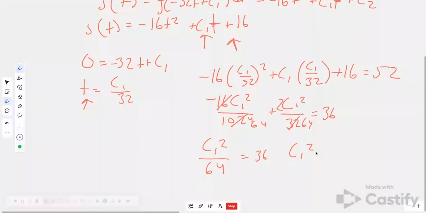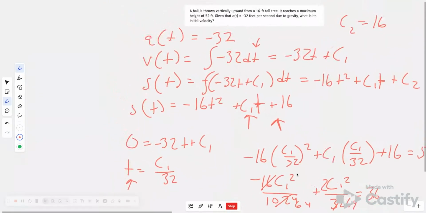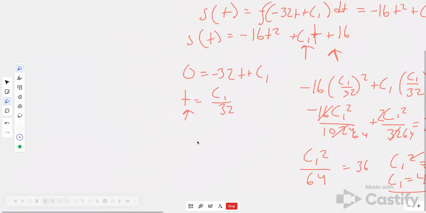So c1 squared is equal to 2304. Okay, and then the square root of that is equal to 48. So we get c1 equals 48, and that's going to be our initial velocity. So our initial velocity is 48 feet per second. Remember your units.